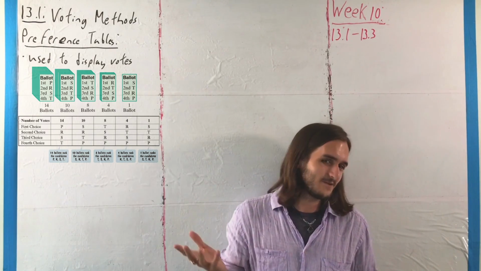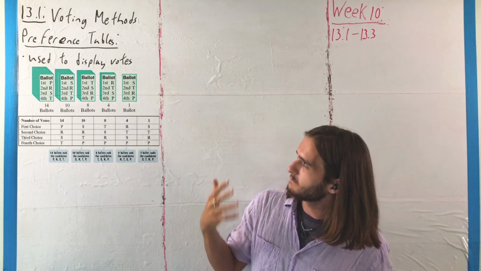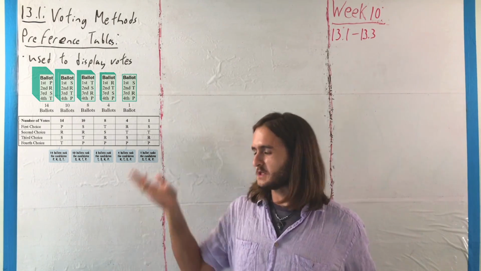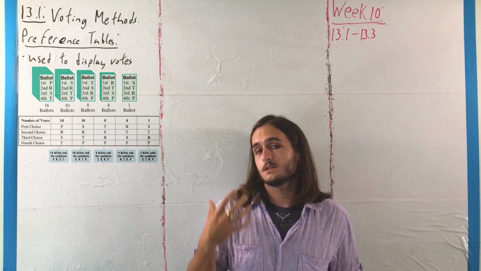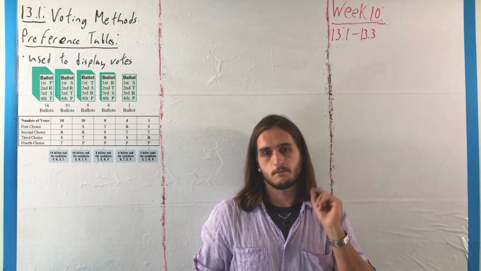The first method that we're going to have for determining what happens with this preference table is the simplest. It's what's called the plurality method.